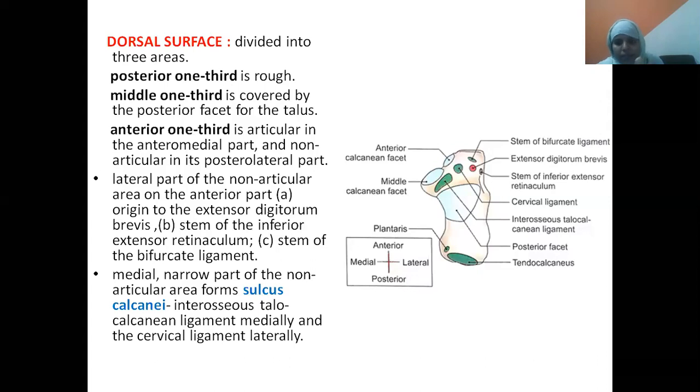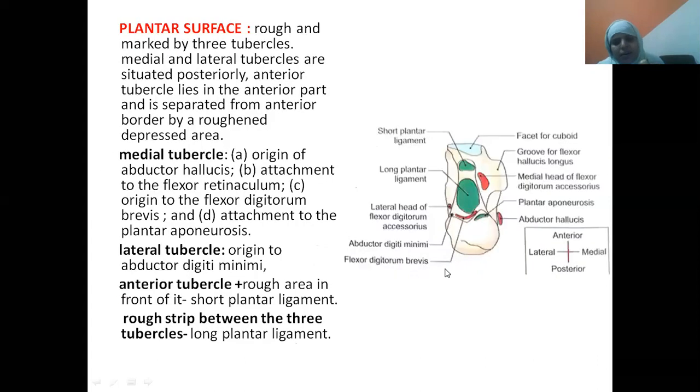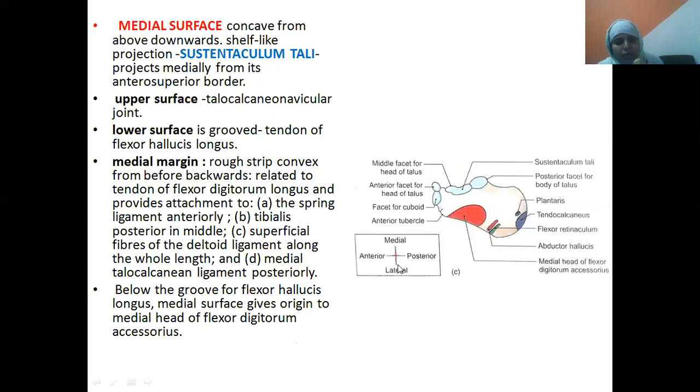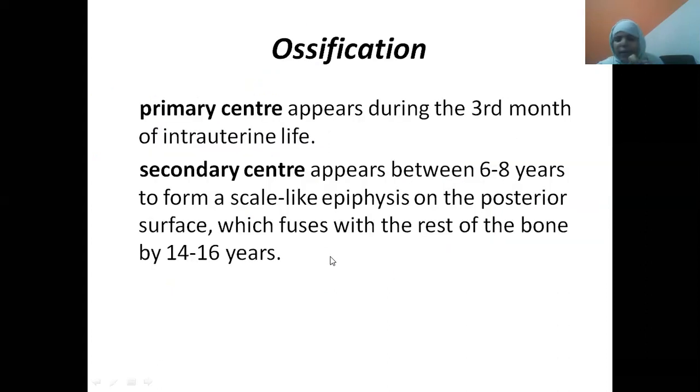Okay, beta, that is it. Other aspects we need not know, not at all required, nothing to worry at all. Nobody will 100% ask you ossification also. The primary center, for your information, appears during the 3rd month, and usually the secondary center appears during 6 to 8 years. Final fusion takes place by 14 to 16 years.